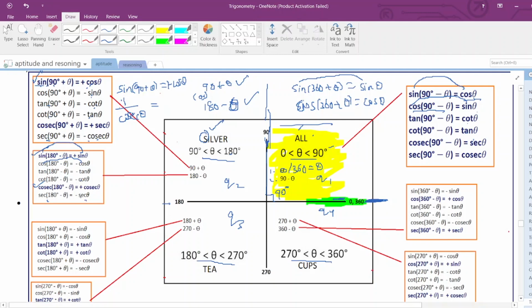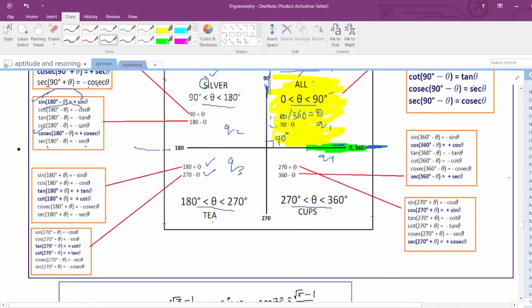Hope it's clear. Now I'm moving to quadrant 3. Quadrant 3 is between 180 degrees and 270. Either it is 180 plus theta or 270 minus theta. The third quadrant, I call it T, the first letter is T, which means tan and its opposite cot. Only tan and cot are positive. So see, I mentioned it in the blue line, the yellow line, so I'm highlighting here. The remaining are all negative, correct?